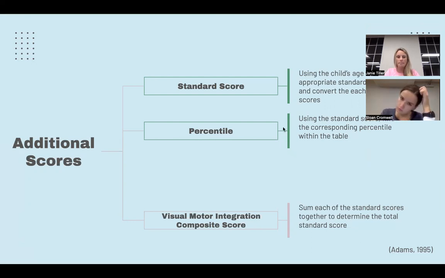In addition, the visual motor integration composite score is just a sum of all the standard scores. This typically isn't used clinically, but it does kind of add to the assessment if you want another score there.